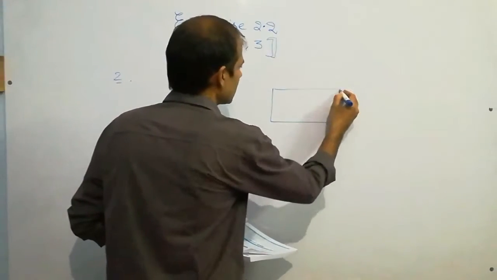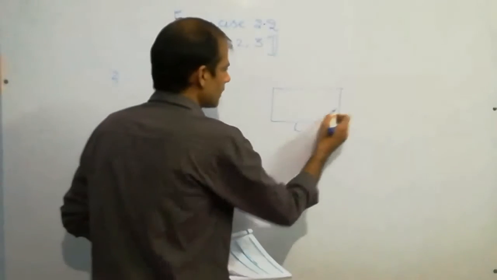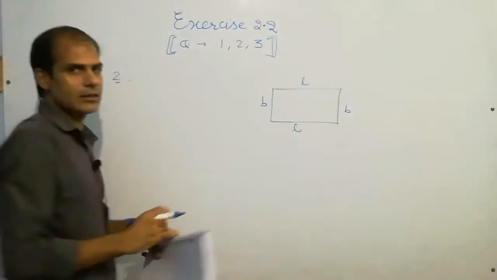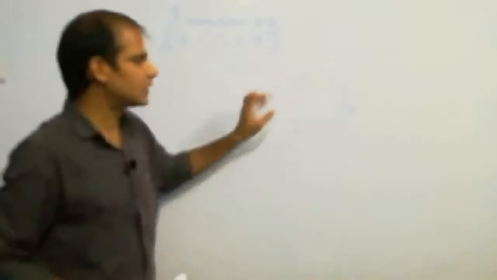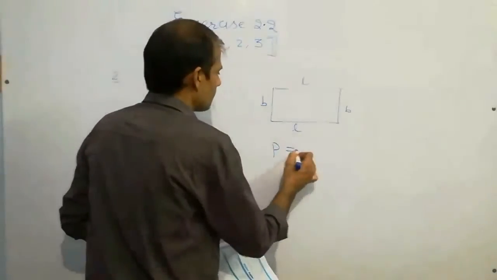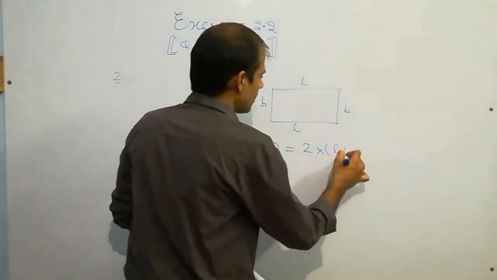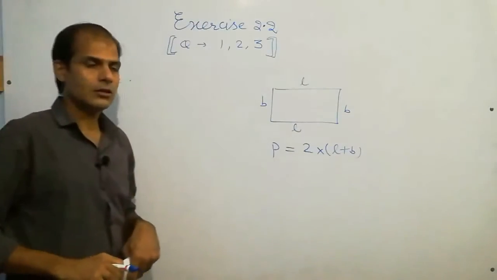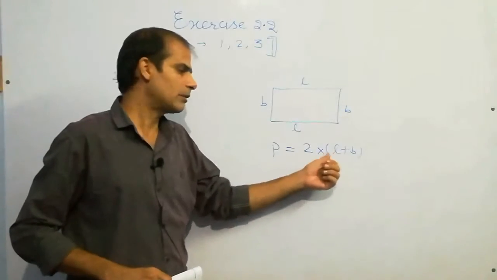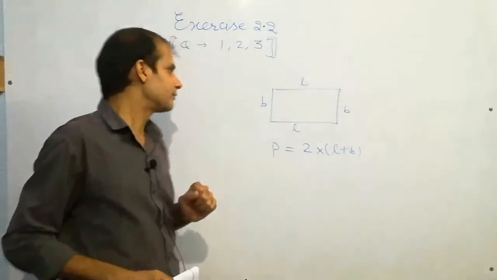Suppose this is a rectangle, and it has length L and breadth B. Obviously the opposite side will also be L and B, because the lengths of opposite sides are equal. So the formula of perimeter is P equals 2 into (L plus B). We will put the values of L and B and this will be the perimeter. So we have to use this formula.